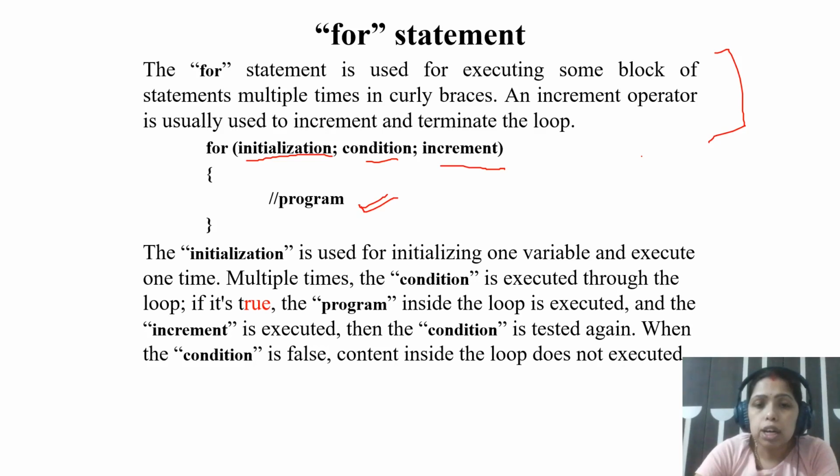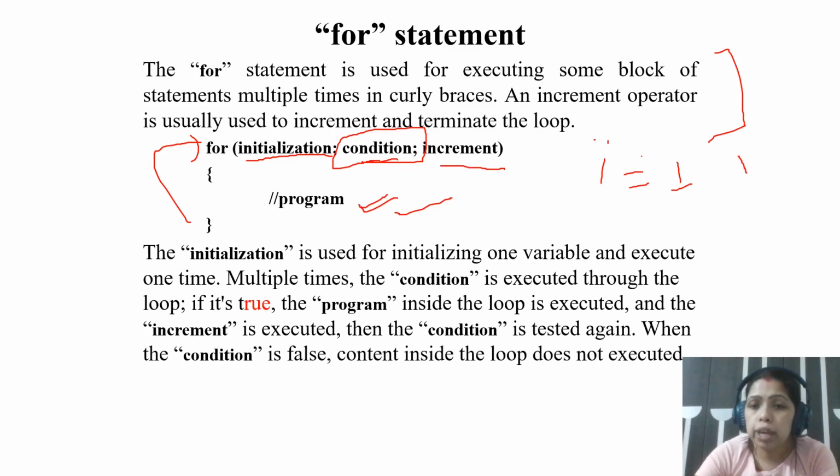Condition means, when you initialize some value, it will check the condition. If the condition is true, the set of instructions will be executed. Again the value will be incremented, and again it will go back to the for loop. So suppose I is one variable, and here I store I is equal to 1. So my I is equal to 1.